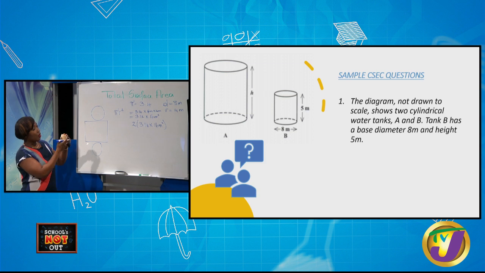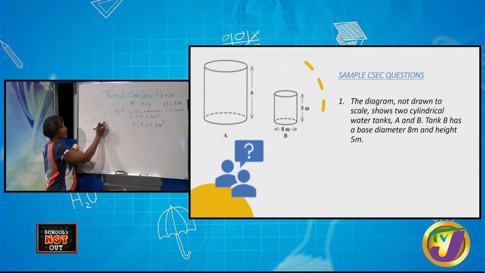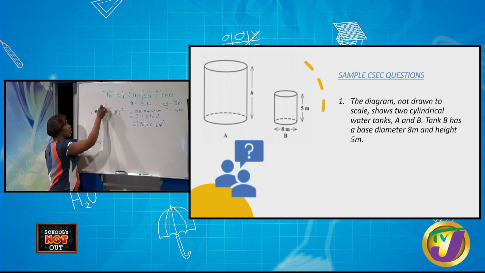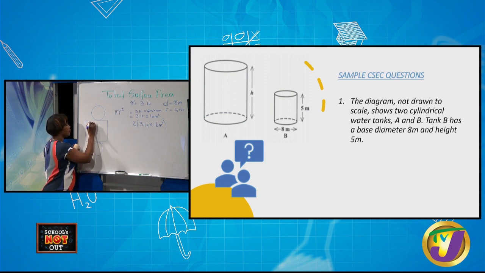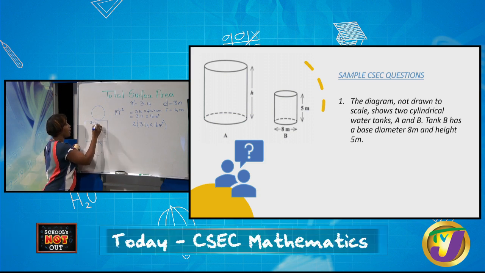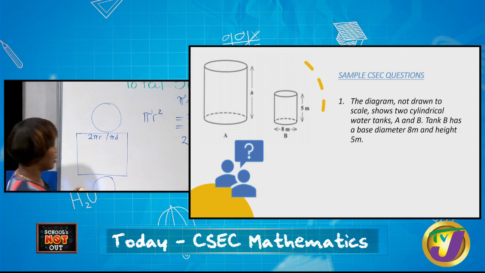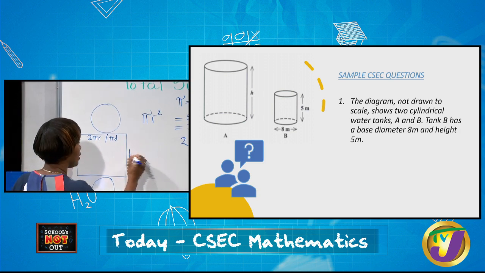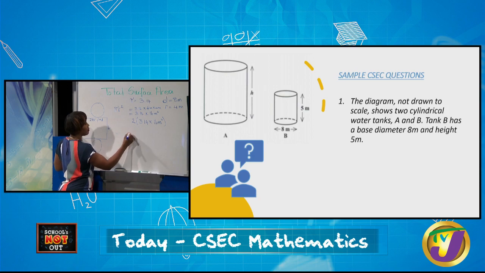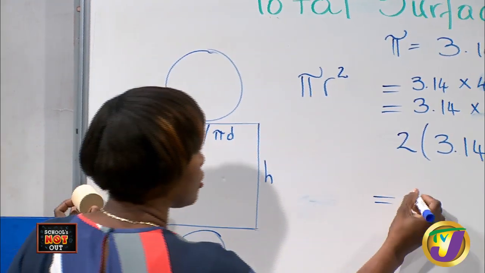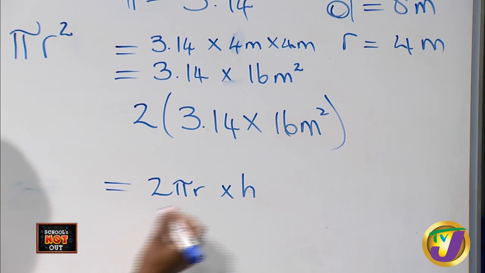We now have this curved surface that is opened up into a rectangle. And for this one, remember what we said, this length is also the circumference of the circle. So how do we find the circumference of a circle? We can use 2 pi r, or we can use pi d. Correct? And then this length would be our height. Because it's a rectangle, we know it's length times width, or one side multiplied by the other side. So let's go 2 pi r, and we're going to multiply that by the height.